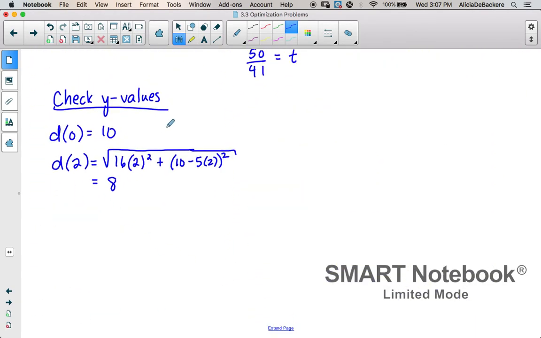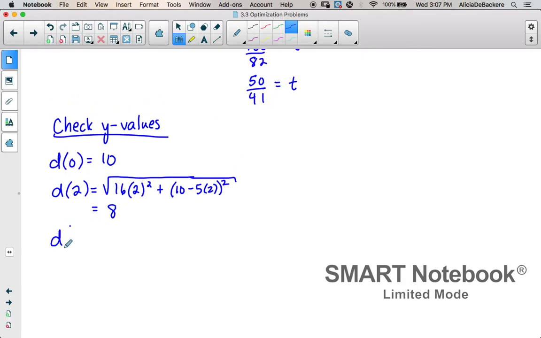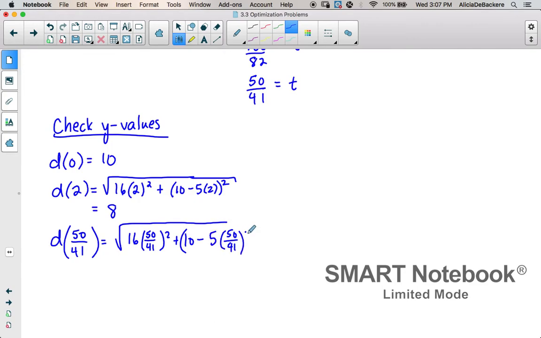And then the last one that we need to check is that 50 over 41. And usually that's what's going to end up being the value that you're looking for. Missing it. There we go. All right, and when I type this in, because I am just looking for the minimum distance, and I know I'm going to round it anyways in my summary sentence, I'll just write this down rounded to one decimal place. So I get about 6.2 kilometers here.